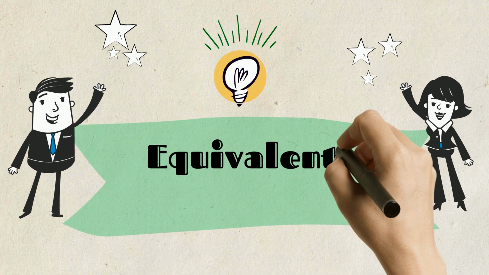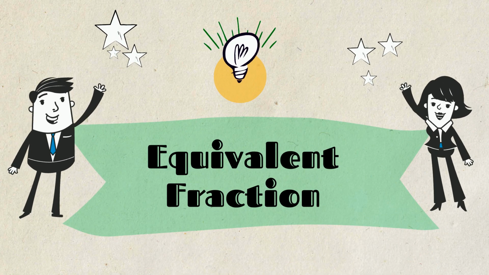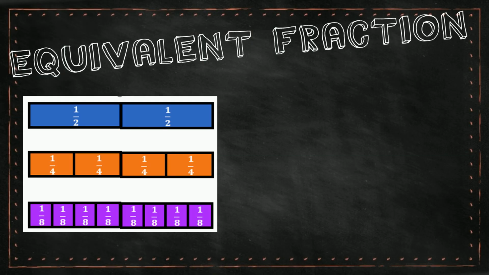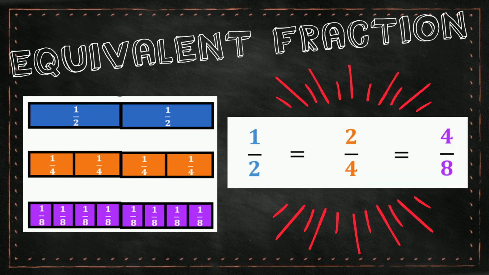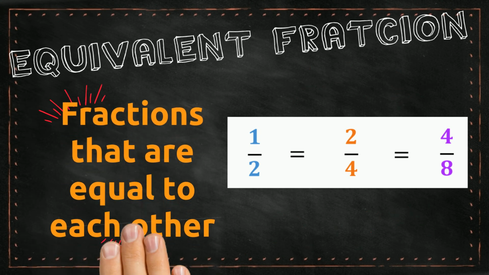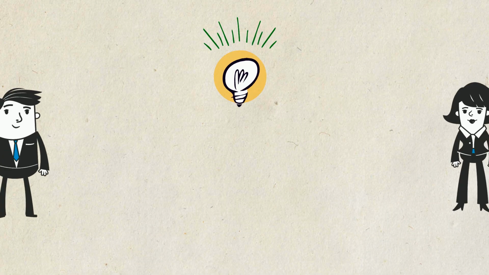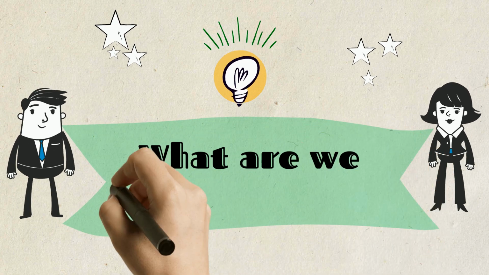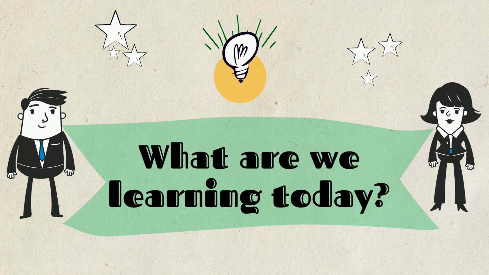In this video, we will learn how to find equivalent fractions by using times and divide. Let's recap on what is an equivalent fraction. In the previous video, we have learned to use models to find equivalent fractions. Equivalent fractions are fractions that are equal to each other. Meet Mr. Boom and Miss Ants. Together we will learn how to find equivalent fractions by using times and divide.